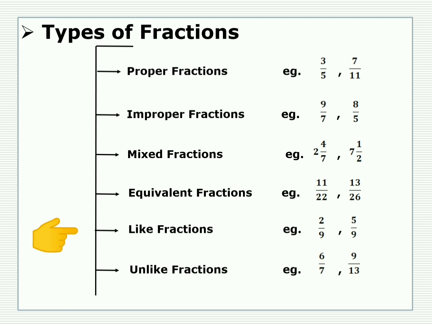Now, like fractions. Like fractions are the fractions where the denominators are same. For example, 2 upon 9, 5 upon 9. And the last one is unlike fractions. Unlike fractions are fractions where the denominators are not same, means they are different. The examples are 6 upon 7, 9 upon 13. So understood children?